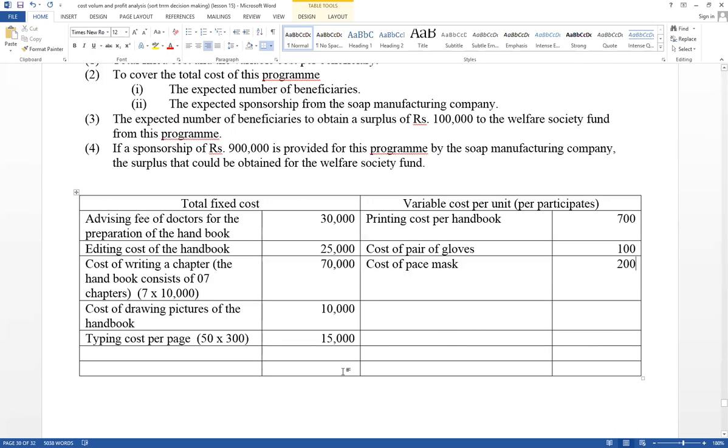Therefore, this is the total fixed cost. Take total value, 30,000 plus 25,000 plus 70,000 plus 10,000 and plus 15,000. Therefore, this is the total fixed cost. Total fixed cost.